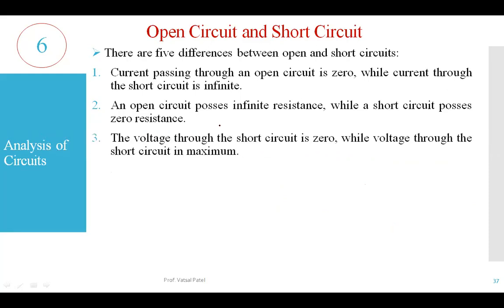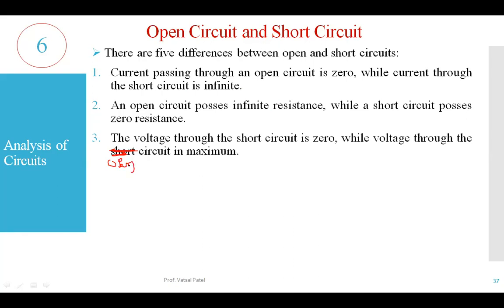Now the third parameter is about the voltage across the short circuit, which is equal to zero. Any link that you identify as a short circuit, if you identify the voltage across that short circuit link, then it is equal to zero. And if you identify the voltage across the open circuit, sorry, this is not short, this is open circuit, then it is going to be maximum.